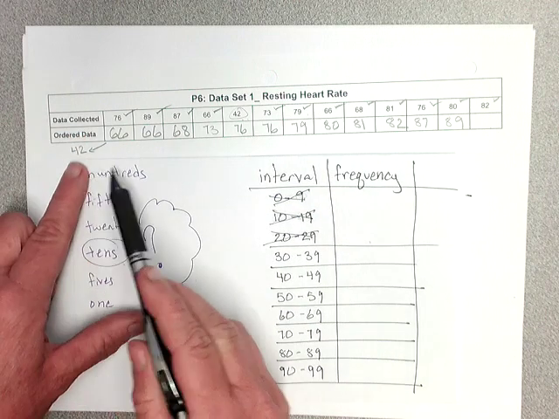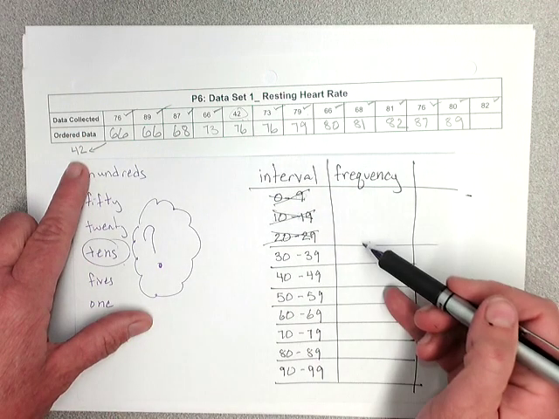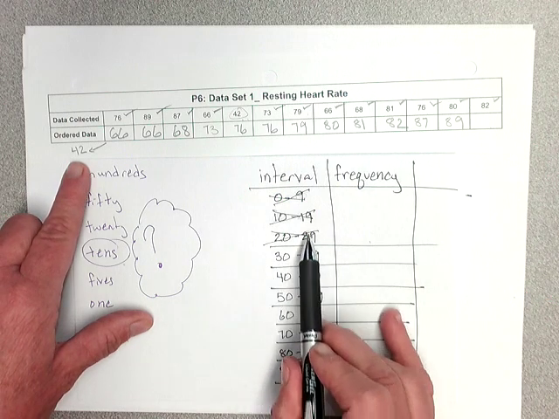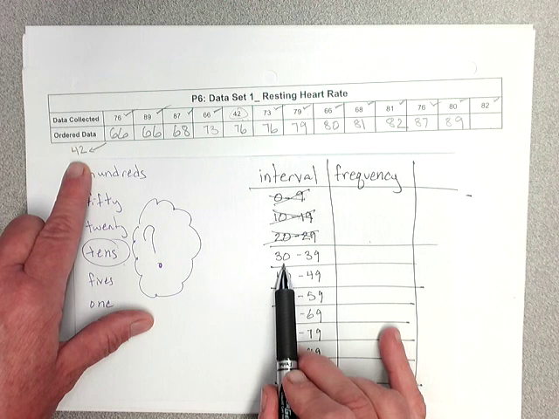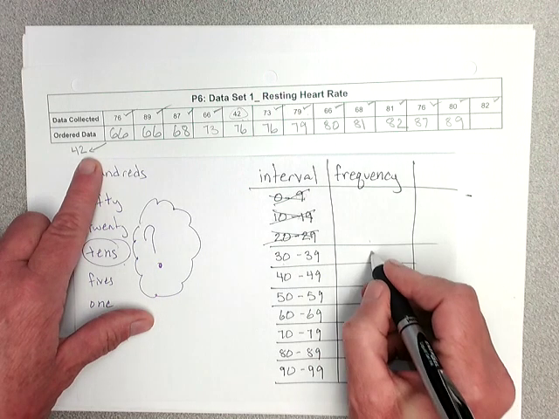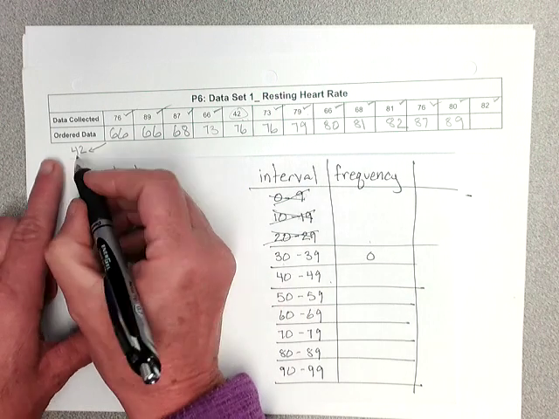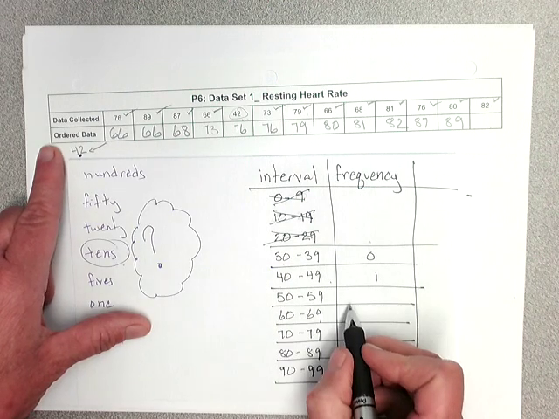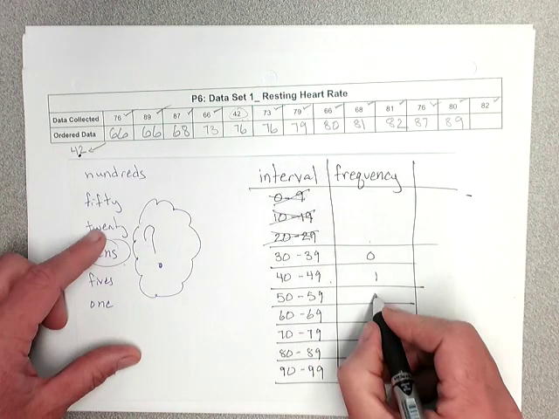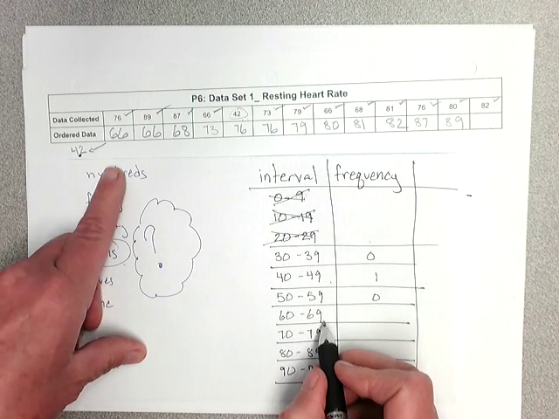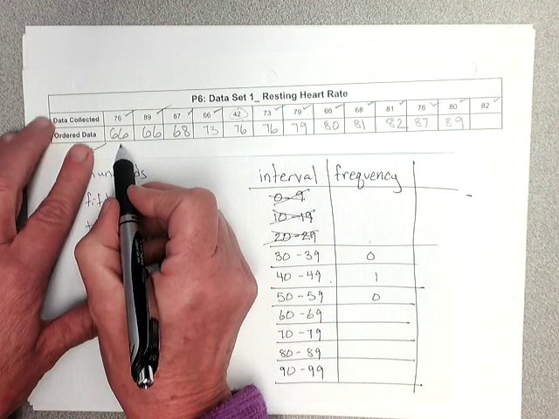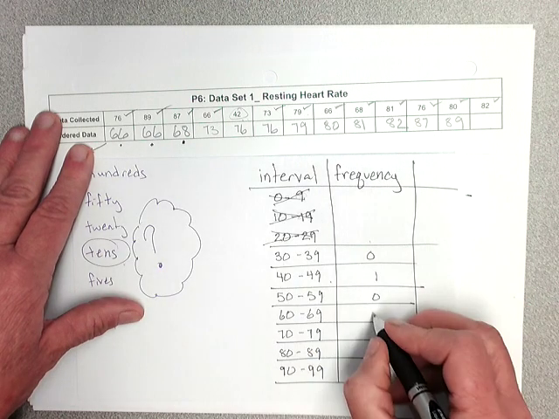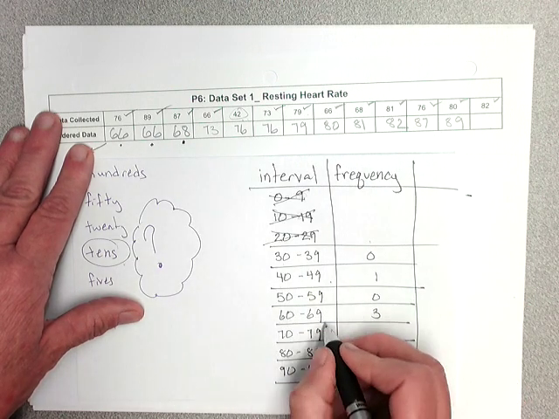So now I'm simply going to look at my ordered data and I'm going to tell how many times I have a data point in this range, in this interval. Data points 30 to 39, 0. 40 to 49, just the one. 50 to 59, none. The 60s, let's see how many I have in the 60s. 1, 2, 3. 3 of my data points are a part of that interval.